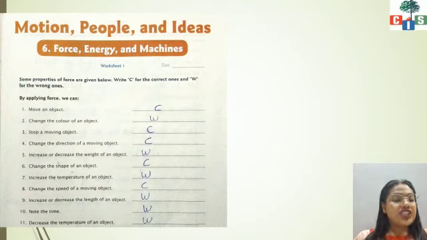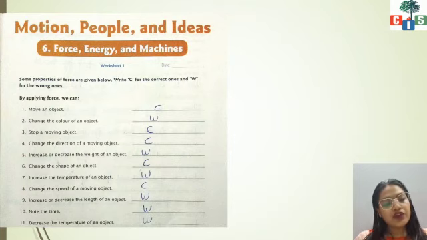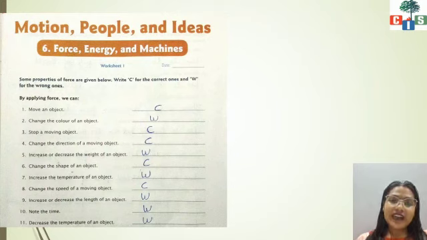Sixth is change the shape of the object. Correct. Increase the temperature of the object. Wrong. Change the speed of a moving object. Correct. Then ninth one is increase or decrease the length of an object. Wrong. 10th one, note the time. Wrong. 11th, decrease the temperature of an object. Wrong.